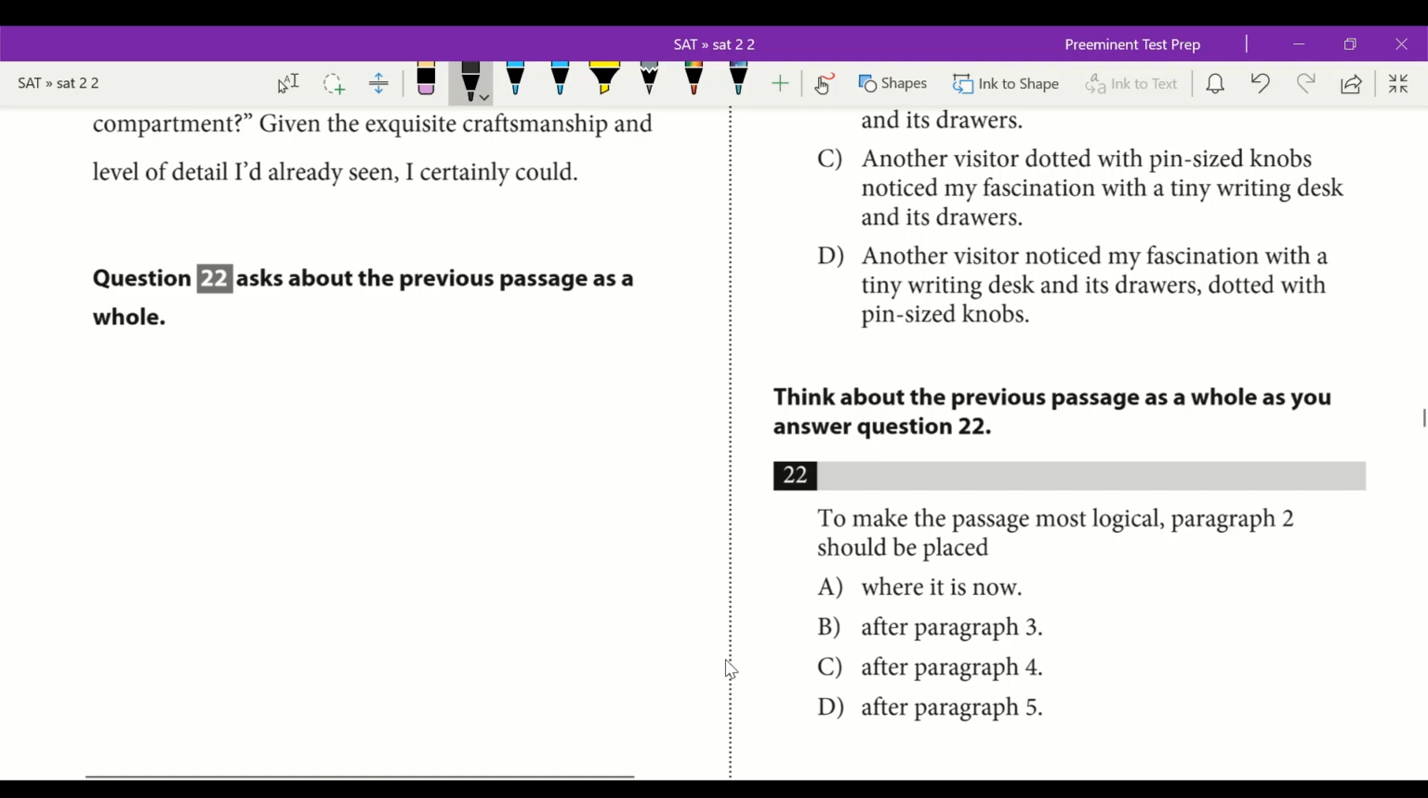All right, question 22 asks about the previous passage as a whole. We're asked to make the passage most logical, so we want it to follow a timeline more than likely. Paragraph 2 should be placed where? And we're given where it is now, 3, 4, or 5, right? So we know our paragraph 1's in the right place, and our options are 2, 3, 4, 5. Or I'm sorry, after paragraph 3 would mean in place of paragraph 4, in place of paragraph 5, and then 6, right? So that's where it'd be in place of, but just keep that in mind. We're also told that paragraph 3 is pretty much going to be where it is.